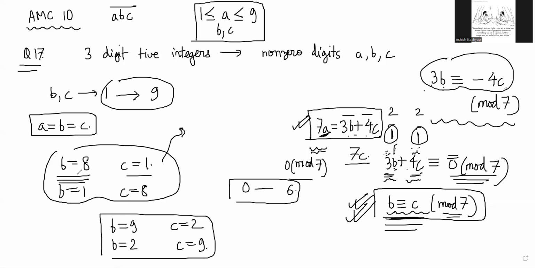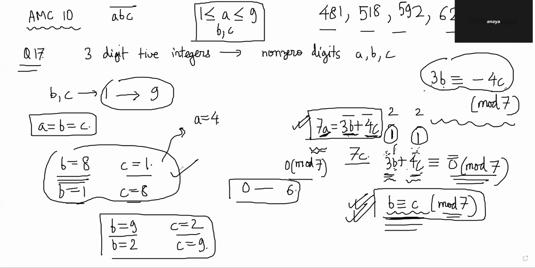So let's check the values of A. When B is 8, you get 24 plus 4, 28. A is 4 here. So you get 481 here, right? When B is 1, C is 8, you will get 3 plus 32, 35. A is 5, right? So 1, 5, 8. And when B is 9, C is 2, you get 27 plus 8, 35. Again, you get a 5. So 5, 9, 2. And finally, when B is 2, you get 6 here and 4 into 9, 36 here. 42. So A is 6. 6, 2, 9, right?